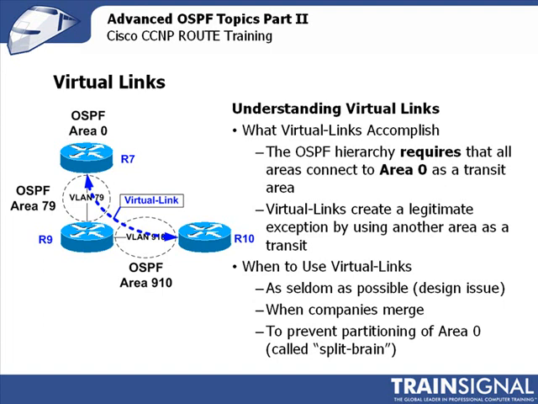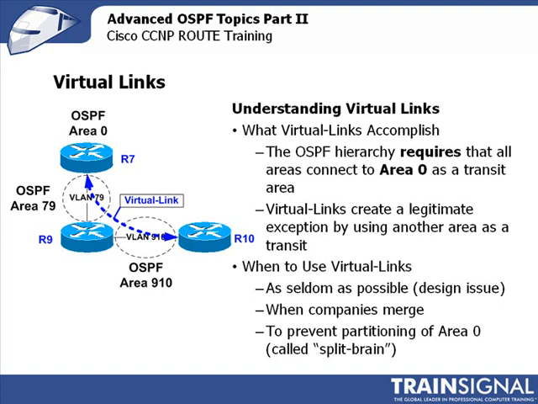Because the OSPF hierarchy requires that all areas connect to area 0, virtual links create a legitimate exception by using another area as a transit area. For instance, area 79 becomes a transit area to reach OSPF area 0, and then router 10 actually has a direct connection to area 0 and it appears with R7 through a virtual link.